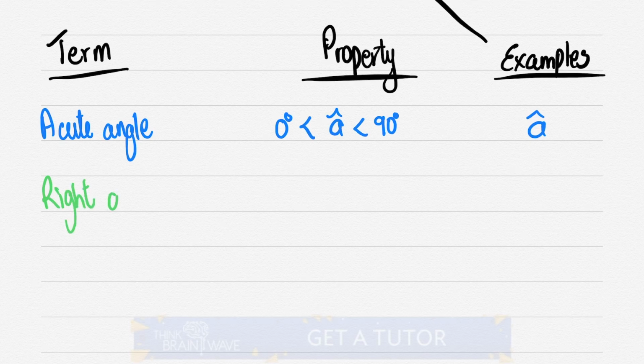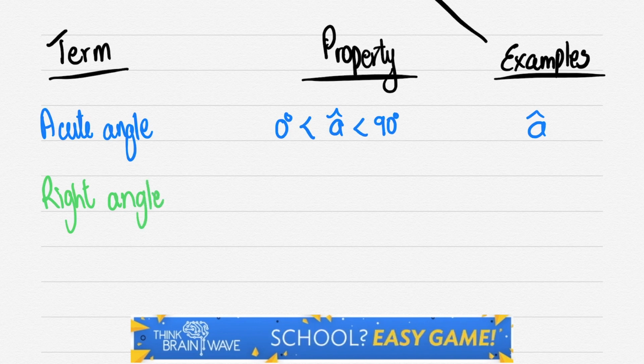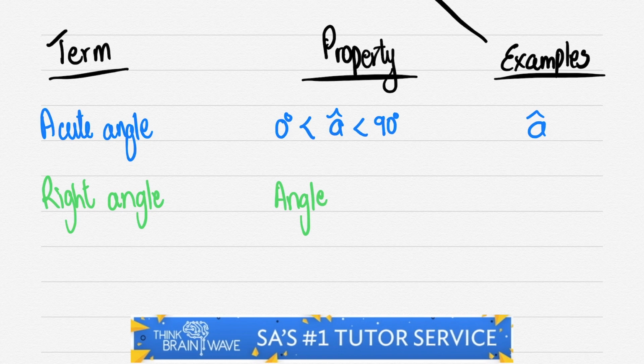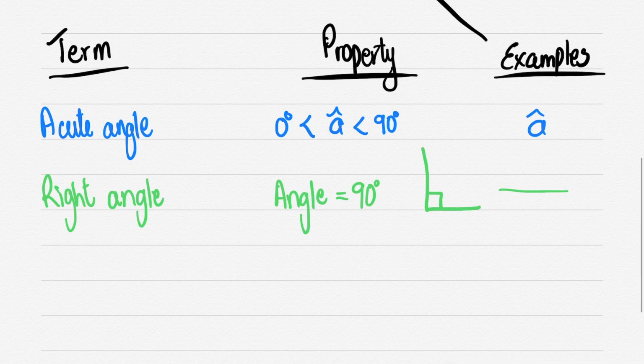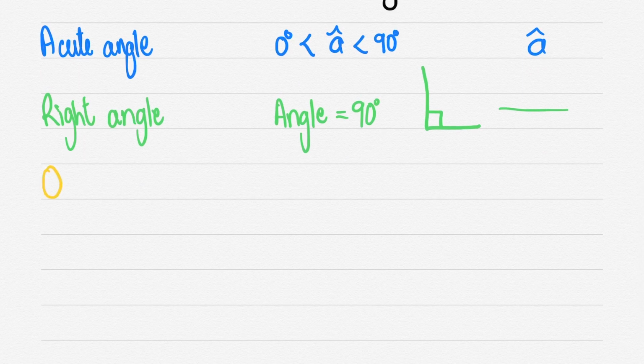Right, let's do a right-angled triangle. If you can't remember, a right-angled triangle is a 90-degree triangle, so that means you have a triangle with at least one angle equal to 90 degrees. In this case, we're looking at a right angle, which is an angle equal to 90 degrees. We represent this by drawing a perpendicular line to another line and a box to represent the 90 degrees.